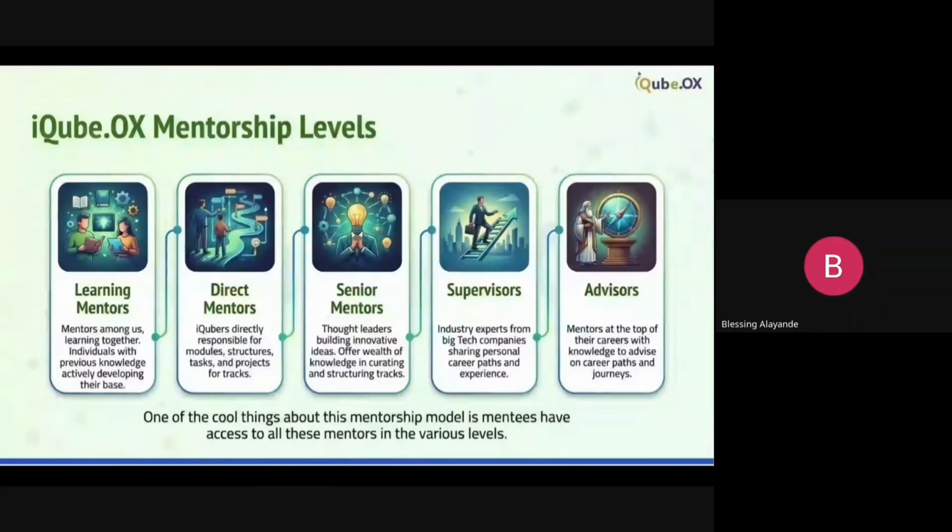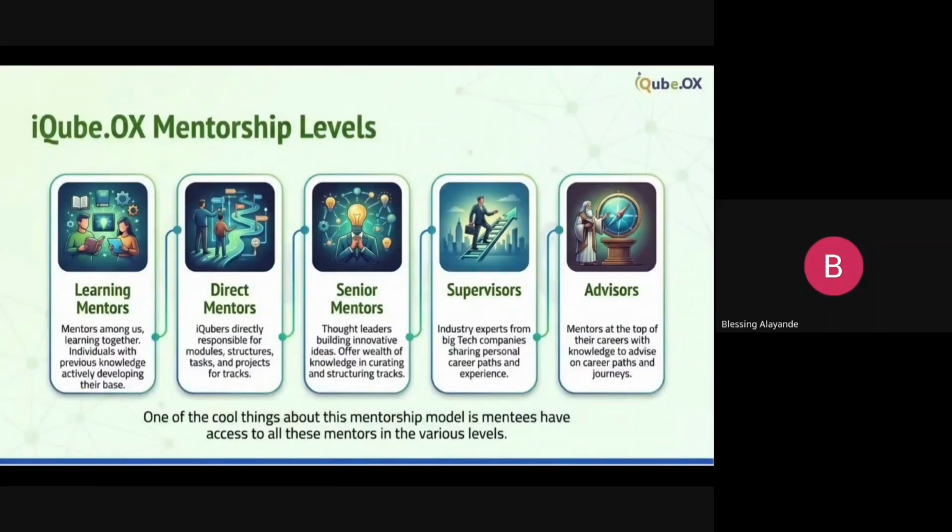You also have direct mentors. Direct mentors are the ones in charge of sending you resources. They are responsible for the structure, models, and the projects you have to build, and they also have a significant knowledge base, so they can always put you through.